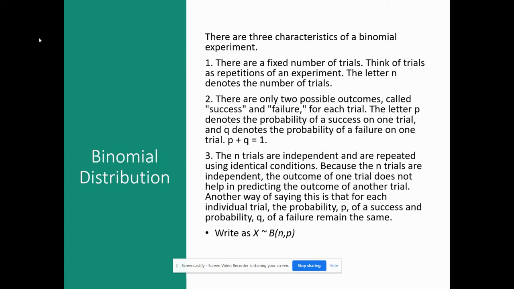Because these trials are independent, the outcome of the first trial is not dependent on any of the other trials. Think about it: if I toss a coin 10 times, my first flip has nothing to do with my second flip or my third, fourth, fifth, all the way up to 10. None of the trials are dependent on each other. Another way of saying this is that for each individual trial, the probability P of success and the probability Q of failure remain the same. We write this as the distribution approximates the binomial, comma, N, comma, P.